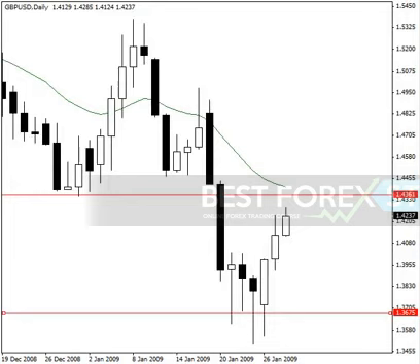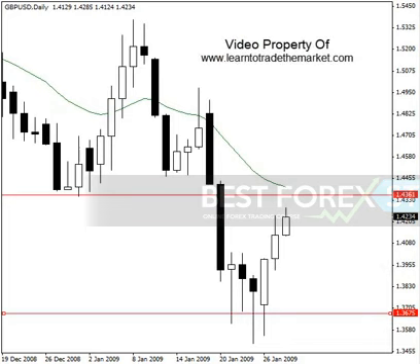Welcome to today's video. Today we're going to look at the Great British Pound US dollar. Now in the last update we were looking at the pin bar on the sell side, and we can see there the market has actually fallen away and just bottomed out, and is moving back towards that price pivot at 143.61.